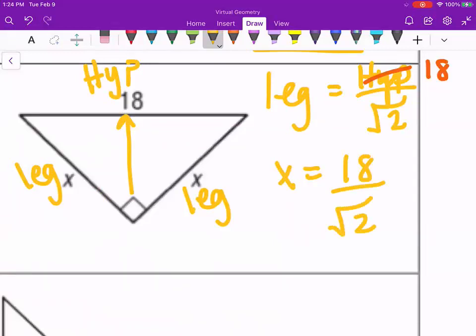And again, in algebra 2, you would have talked about rationalizing this denominator because generally we don't want to leave a square root in the bottom of our fractions like that. But for our purposes today, we are leaving it as is, 18 divided by square root 2. There's nothing more we're going to do to it. It stays how it looks.